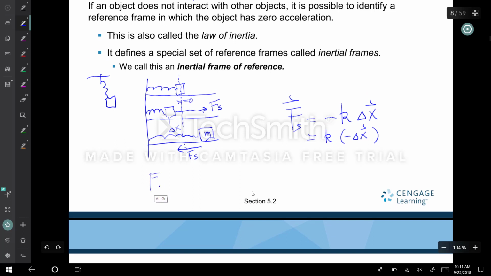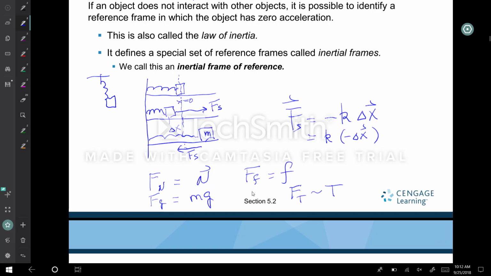Sometimes F sub n is just called N. Sometimes F sub g is just called mg. Sometimes force of friction is called F, italicized. Sometimes the force of tension is called big T. I don't like that, and I know that I differ, but I can differ because I've used lots of textbooks. And let me explain why I differ. I differ because of two main considerations.